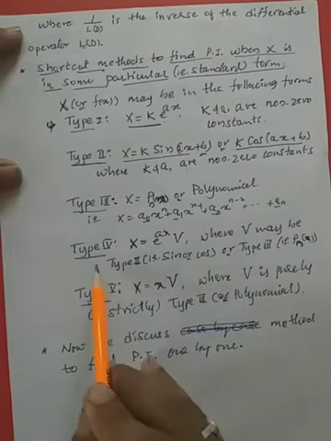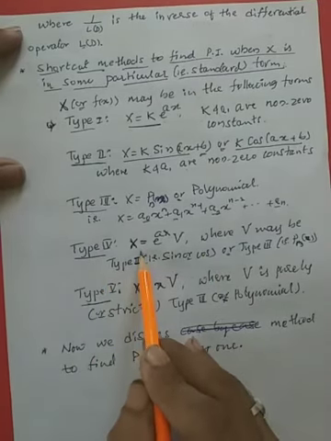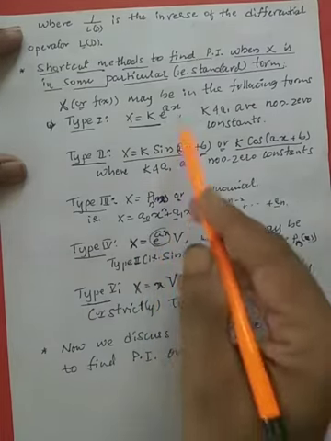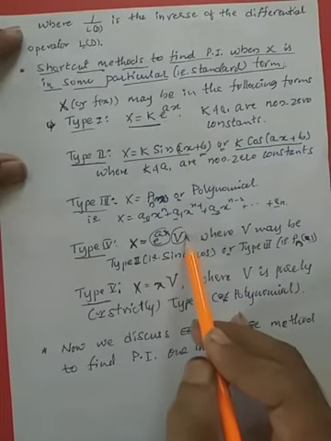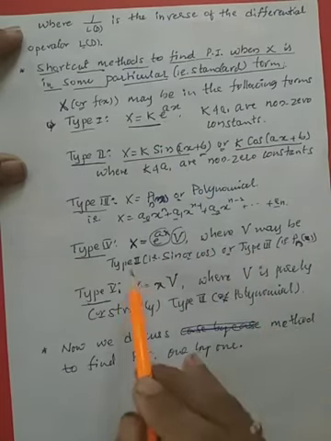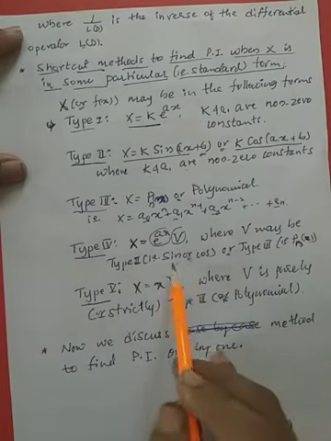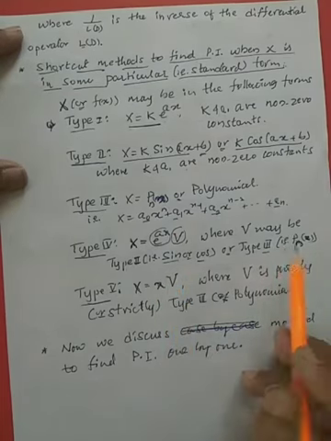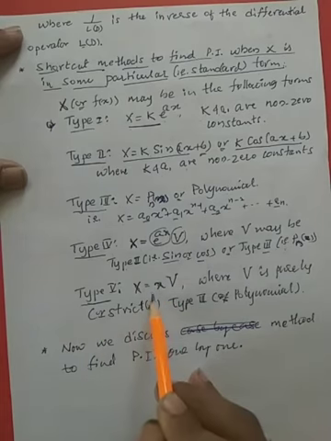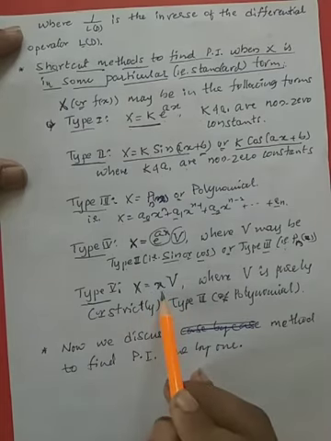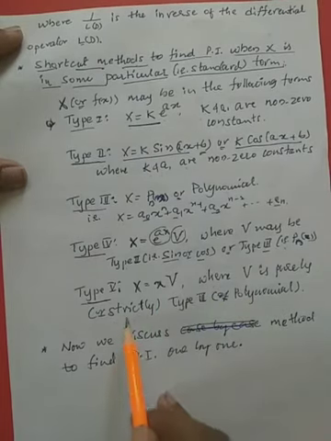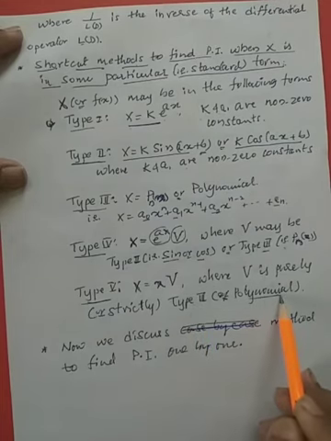And type 4, x may be of the form e^(ax) into v, that is, an exponential function, type 1, into v, where v may be type 2 or type 3, that is, v may be sine or cos, a trigonometric function. Type 3 means it is a polynomial function. Then type 5, f(x) is equal to x into v, where v is strictly type 3, that is, v is a polynomial case.